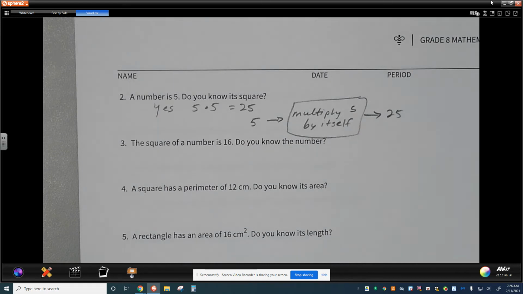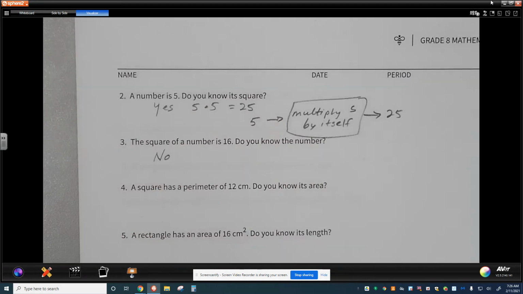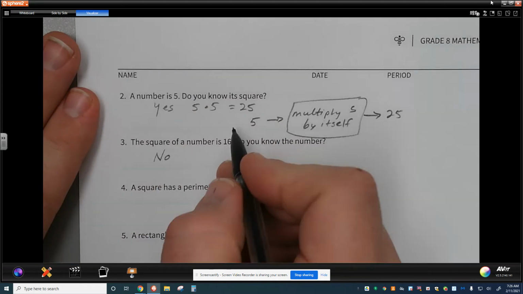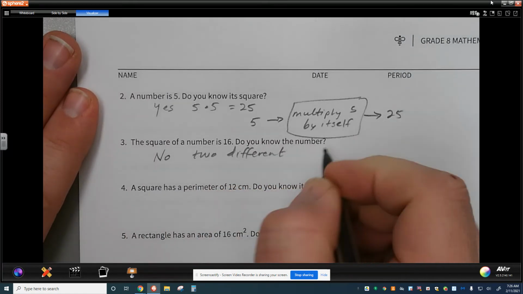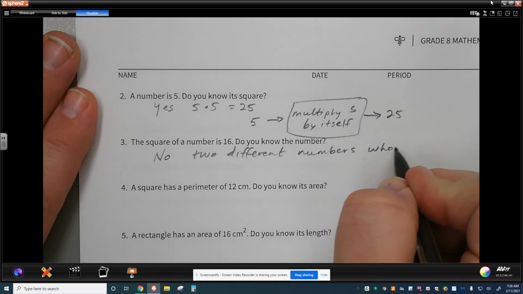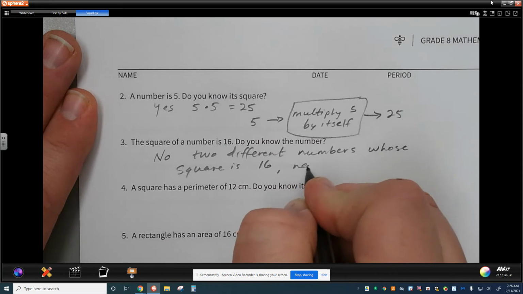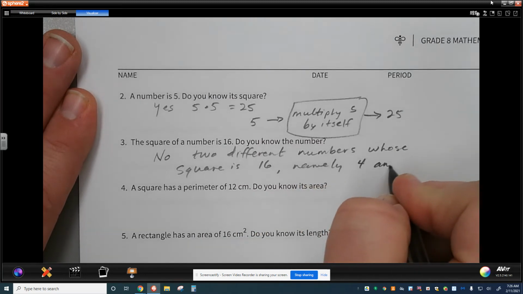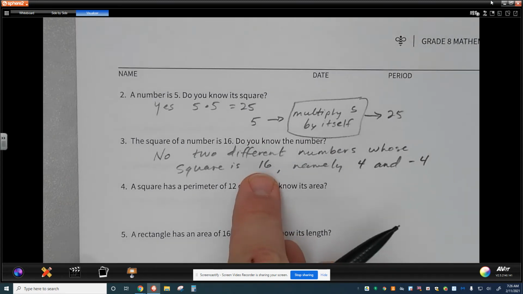Number 3, when I talk about the square of a number is 16. So the square of a number is 16. Do you know that number? In this case, we would have to answer no. It seems like immediately that it would be a yes, but here's our reason for no. There are two different numbers whose square is 16. Namely 4 and -4.